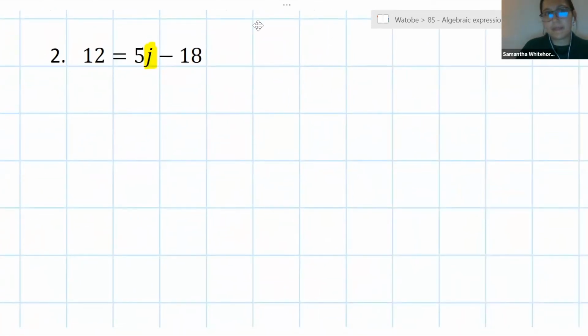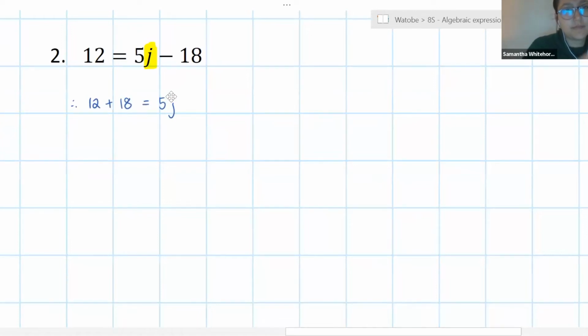So I said 5j minus 8 equals 12. Then I said 12 plus 8. I like inverted it. I said 12 plus 8 equals to 20. Then I divided it by 5, which gave me 4. Then to check my answer if it was correct, I said 5 times 4 minus 8, which gave me 12. So I know that x is equals to 4.